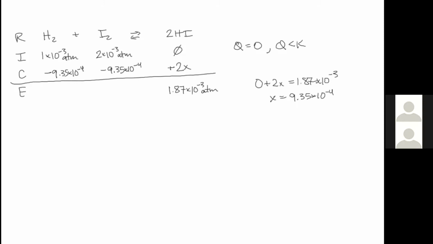When we do that, we're going to get 6.5 times 10 to the minus 5 for our hydrogen, and 1.065 times 10 to the minus 3 for our iodine. And now that we know the equilibrium concentrations of all three species, we can write our K expression. It's the concentration of HI squared divided by the concentration of H2 times the concentration of I2.